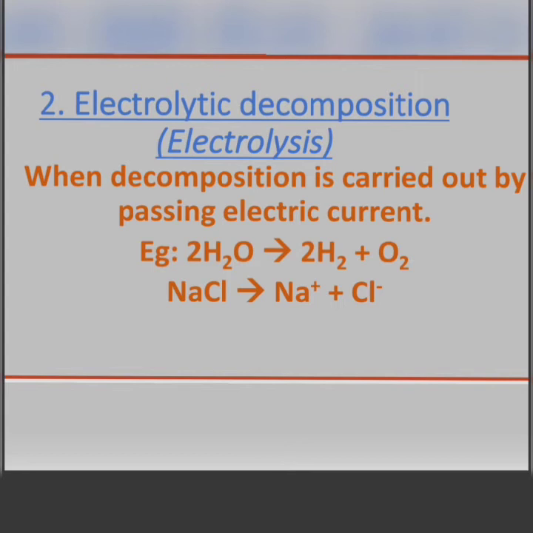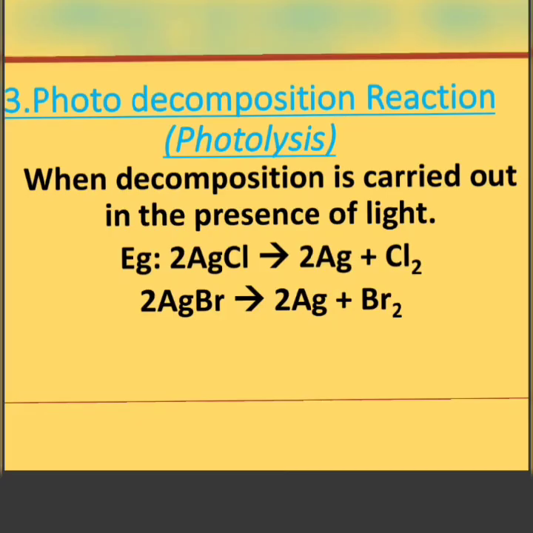Second is NaCl. When NaCl is decomposed by passing electric current, it changes into sodium ions, Na+, and chloride ions, Cl-. Na is positive in nature, so it also gets deposited at the cathode, the cathode being a negative electrode, whereas chloride ions deposit at the anode. Anode is a positive electrode. I hope you have understood electrolysis.